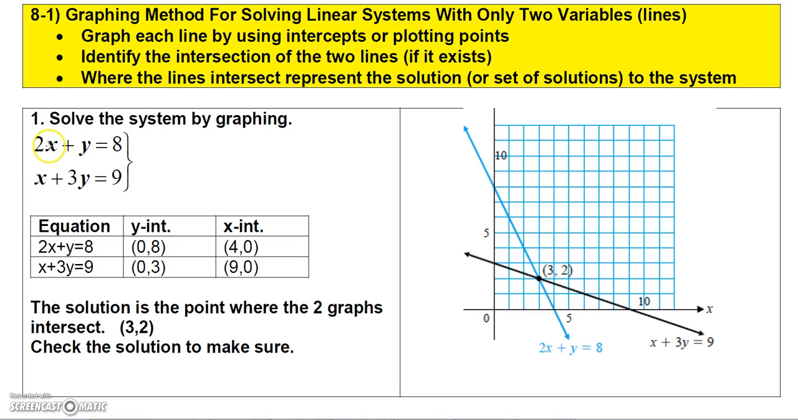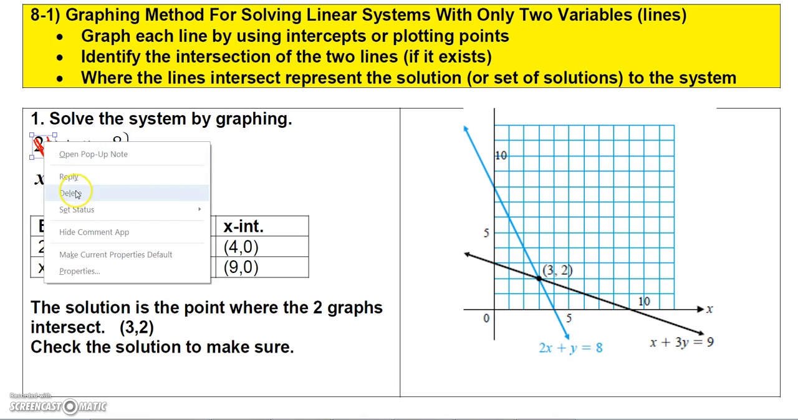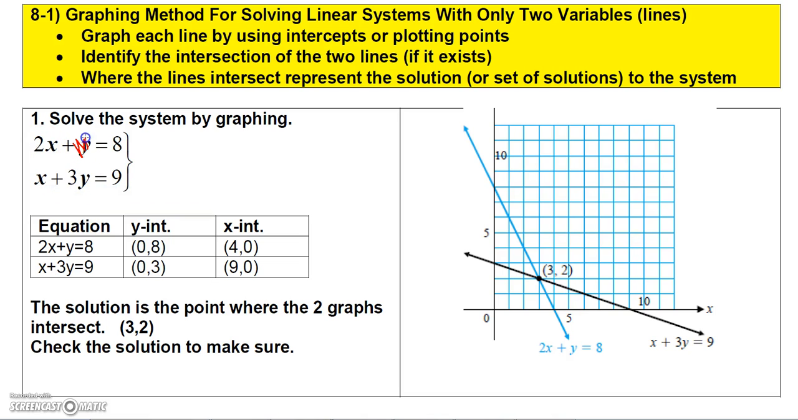So for this one, if I let x be 0 here, then I know that y equals 8. And then if I let y equal 0, then I would solve this equation 2x equals 8, so that would give me x equal 4. So the y-intercept is the point (0, 8), and the x-intercept is the point (4, 0). Now on the next one, if I let x be 0 and solve for y, 3y equals 9, so y would be 3, so the y-intercept would be (0, 3). And then if I let y be 0 and solve for x, I get 9 for x, so (9, 0) would be the x-intercept.